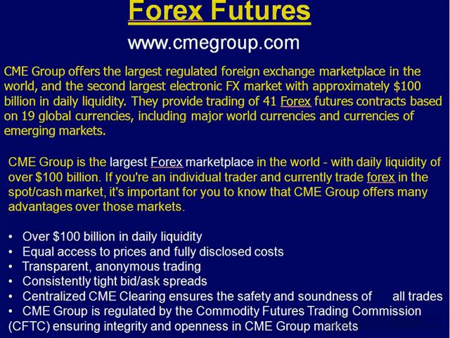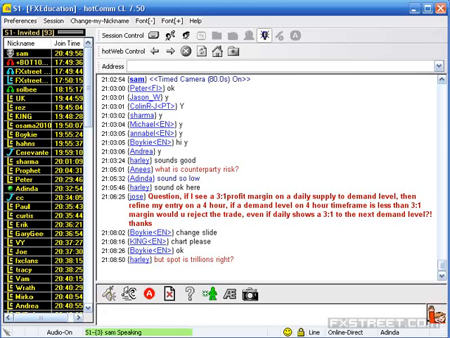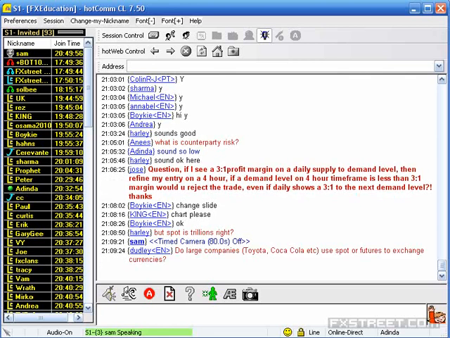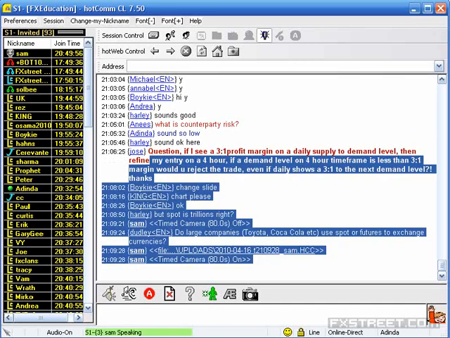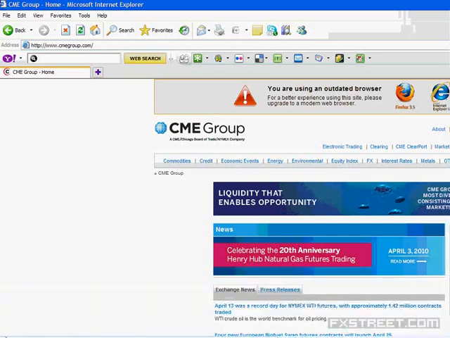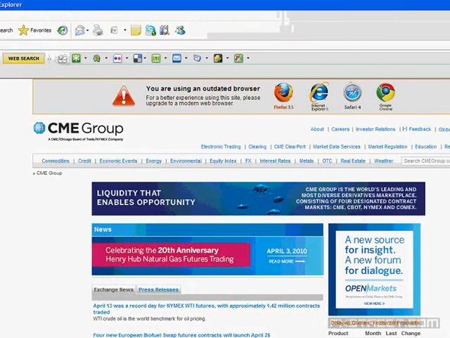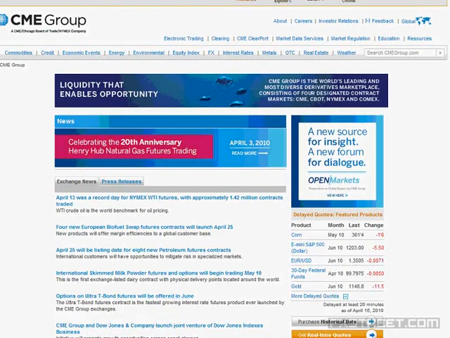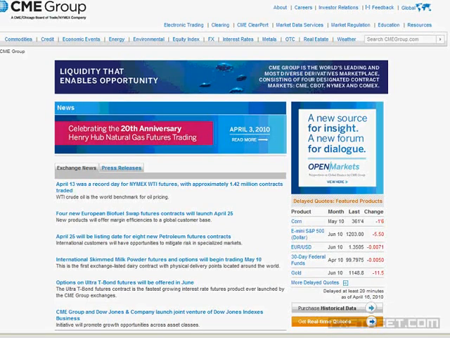Okay. Before we get into it, Harley is asking a great question, saying, but spot is trillions, right? Well, it depends. If you looked at the entire spot market, you'd probably be right. I don't know the exact number, but that's not the market that you're trading. For the most part, when you're trading the spot Forex market, you're trading the market that your broker is making for you. They're market makers. Does that make sense?